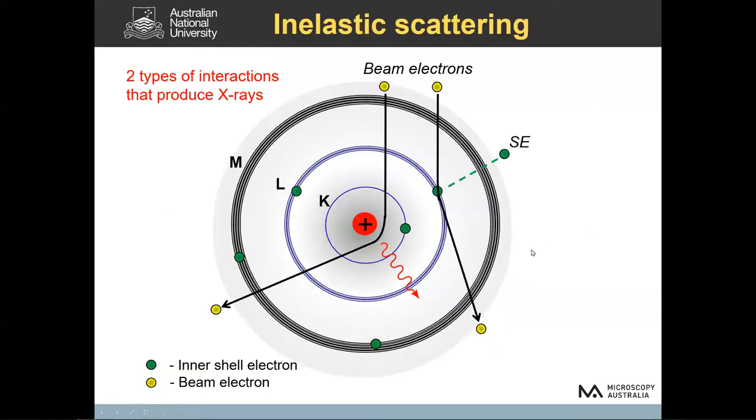Okay, so the first question is, how are X-rays generated? They are basically generated through two types of interactions that the electrons undergo in the sample. They're both due to inelastic scattering. One of them is an interaction with the nucleus, as indicated in this graphic here, and one of them is an interaction with the electron cloud. So I'd like to cover each of these in turn.